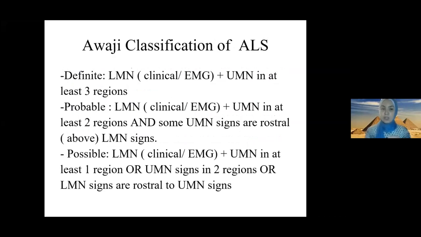The Awaji classification: definite ALS by lower motor neuron and upper motor neuron dysfunction in at least 3 regions. Probable in 2 regions, but some upper motor neuron signs must be rostral to the lower motor neuron signs. And possible by lower motor and upper motor neuron signs in only 1 region, or upper motor neuron signs in 2 regions, or lower motor neuron signs rostral to the upper motor neuron signs. So these are the 3 categories of Awaji, without adding the modified Awaji because it's not accepted by everyone.